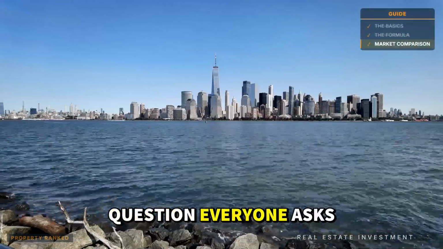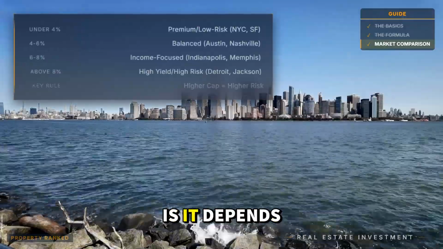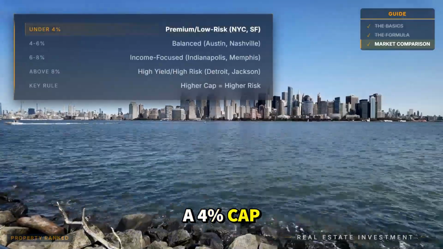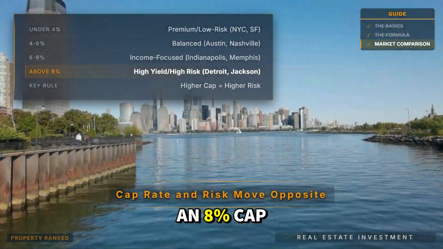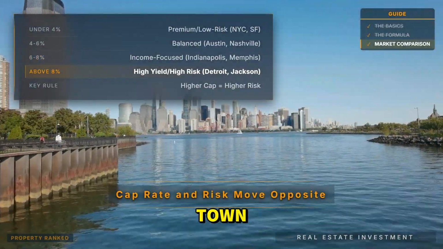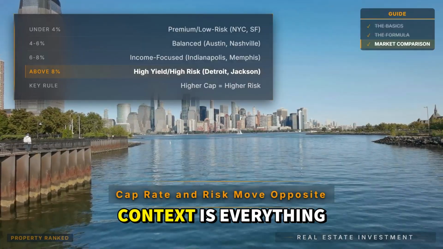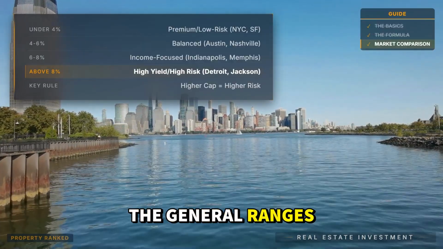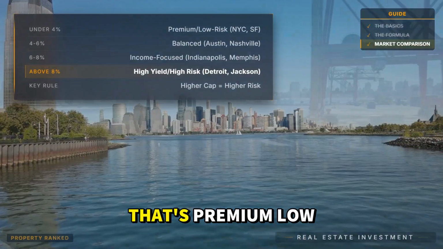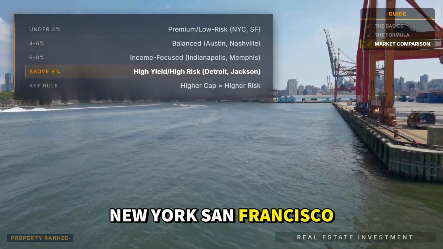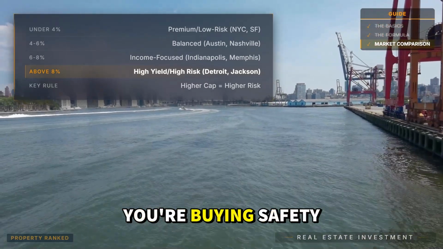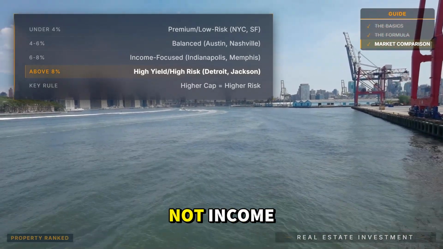This is the question everyone asks, and the answer is, it depends. A 4% cap rate in San Francisco, California might be excellent. An 8% cap rate in a declining Rust Belt town might be terrible. Context is everything. But here are the general ranges. Under 4%, that's premium, low-risk markets. Manhattan, New York. San Francisco, California. You're buying safety and appreciation potential, not income.